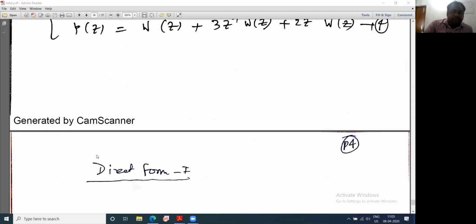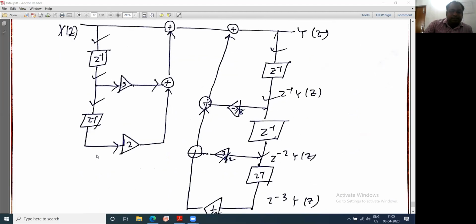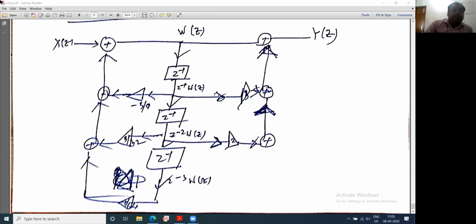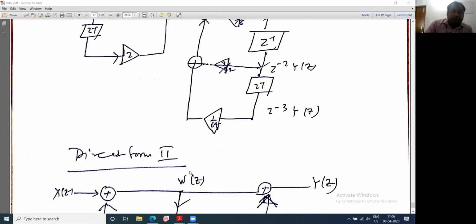Now see here, direct form 2. W(z) equals X(z) coming here, then z to the power minus 1 W(z) multiplied by minus 3 by 8 coming here. Then z to the power minus 2 W(z) is coming here, multiplied by 3 by 32. Then z to the power minus 3 W(z) will be 1 by 64, coming here. All three terms are added here, then this will go to W(z). So this part of the realization is W(z). Look at here.